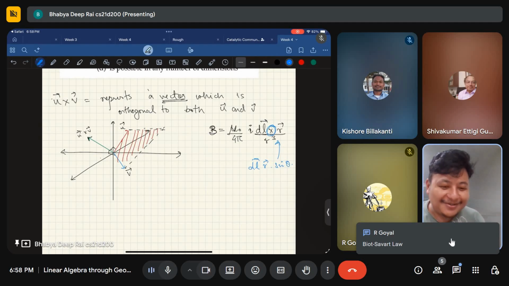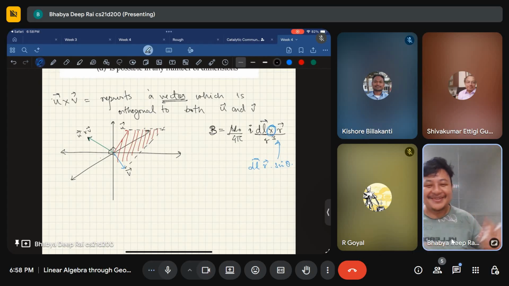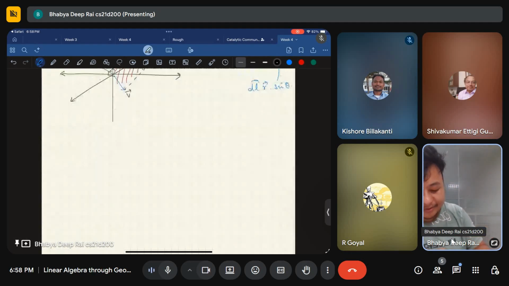Now, it's called Biot-Savart's law. Oh yeah, I am recalling now. Good to recall. And this right hand rule is applicable here also. And why is it applicable here? Because it depends on how you are measuring theta. Okay, so I'll tell you.